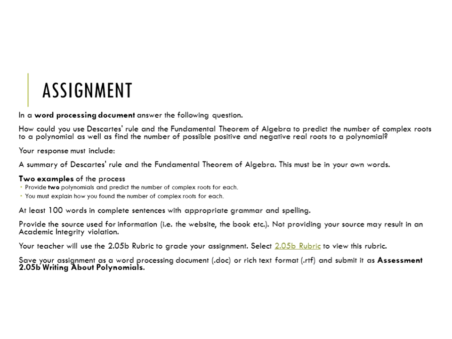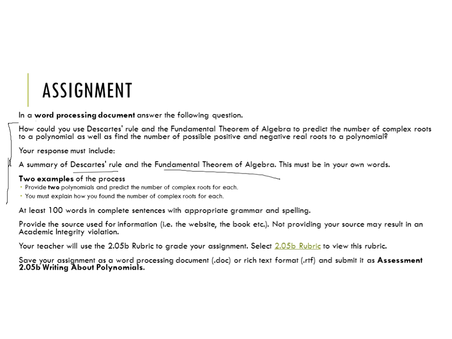All right, so here's the description of the assignment. It says in a word processing document, we're not going to worry about that. If you are doing a live session, you can just handwrite it. The question is, how could you use Descartes' rule of signs and the fundamental theorem of algebra to predict the number of complex roots to a polynomial, as well as find the number of possible positive and negative real roots to a polynomial? Your response must include a summary of Descartes' rule and the fundamental theorem, and they must be in your own words, and you have to provide 2 examples.